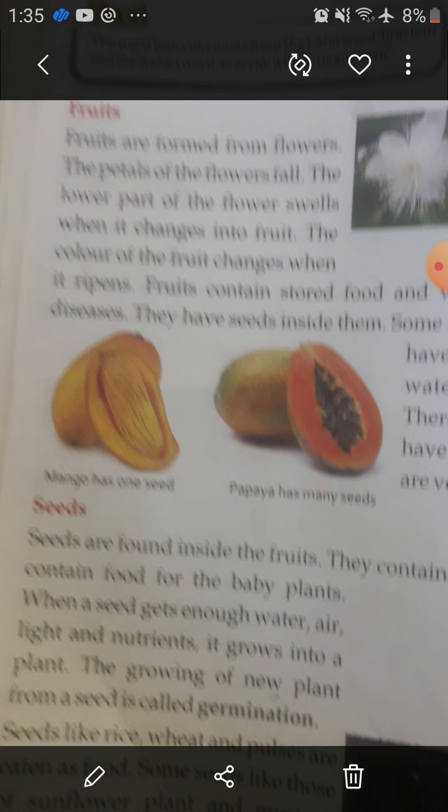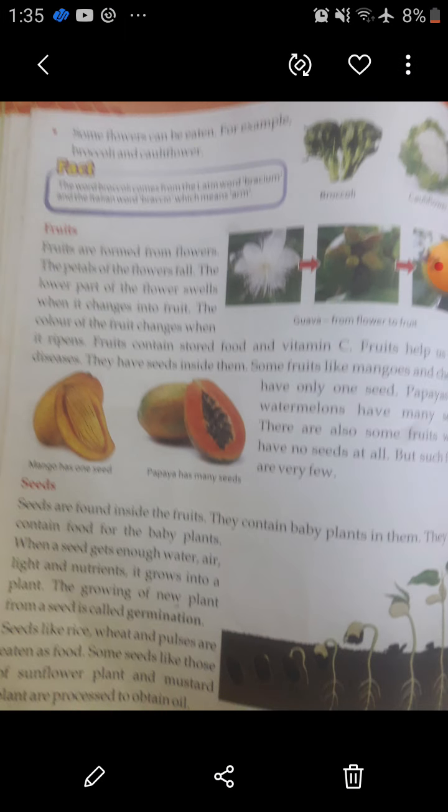Okay, today we stop our topic here, and all of you read this chapter properly and learn it as home learning, and note down that home learning in your science copy.